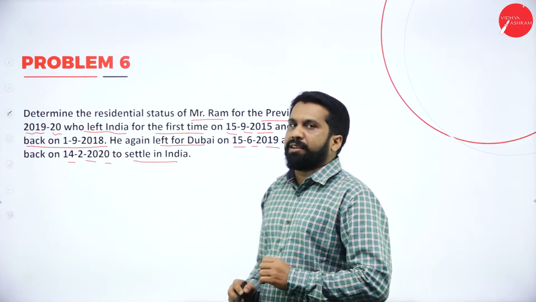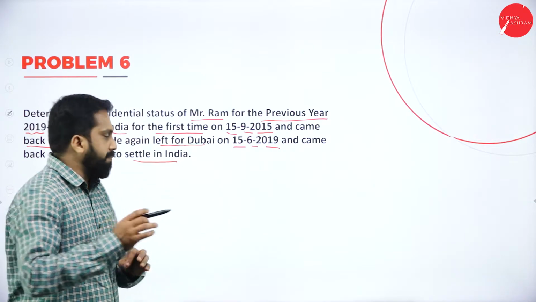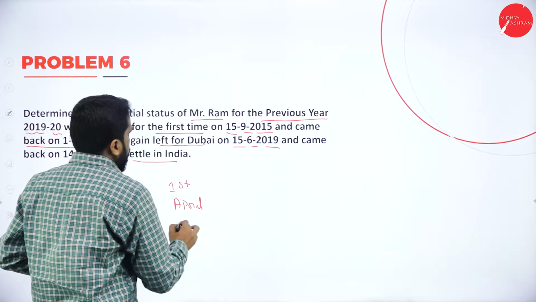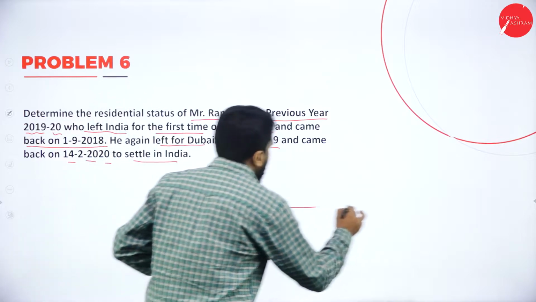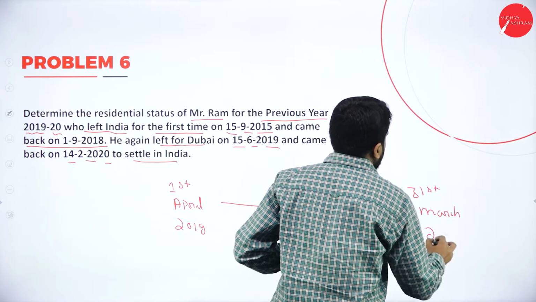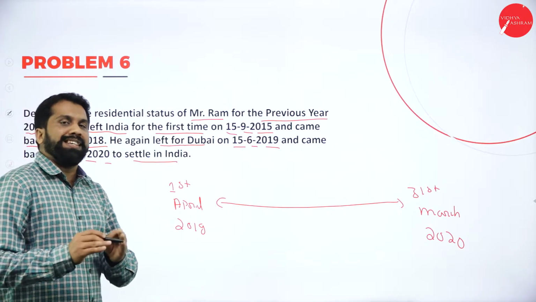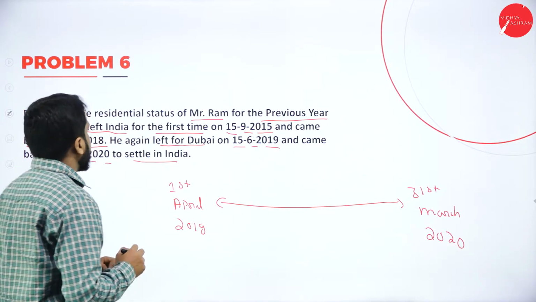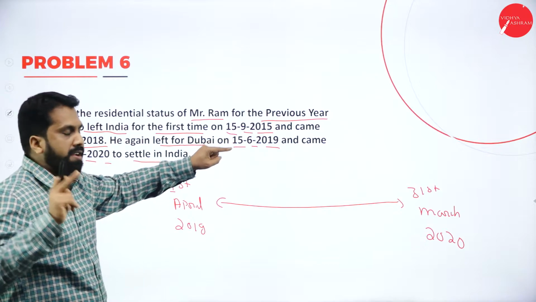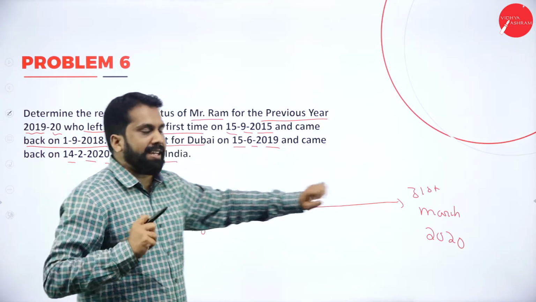Now, first we'll calculate whether he was in India for the previous year or not. Easy to calculate. So, first April 2019 till 31st March 2020, this we call the previous year. Was he in India or not? We will find out. He left India for the first time in 2015, so we are not calculating for 2015. If there is any information for 19 and 20, we will take it up.